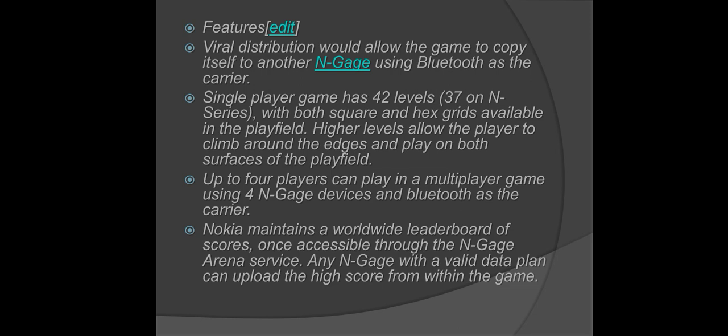Features. Viral distribution would allow the game to copy itself to another N-Gage using Bluetooth as the carrier. The single player game has 42 levels, 37 on N-Gage QD, with both square and hex grids available in the playfield. Higher levels allow the player to climb around the edges and play on both surfaces of the playfield. Up to four players can play in a multiplayer game using four N-Gage devices and Bluetooth as the carrier.